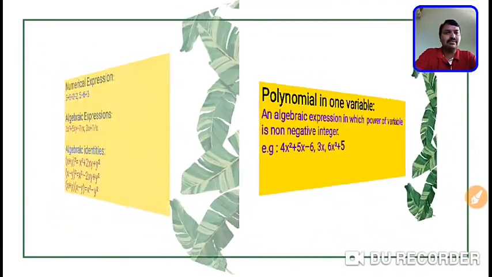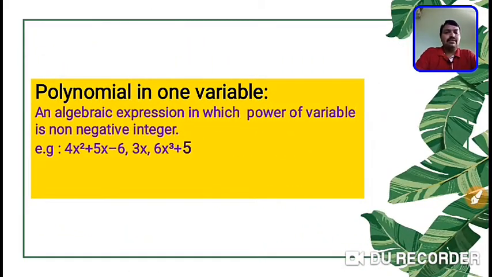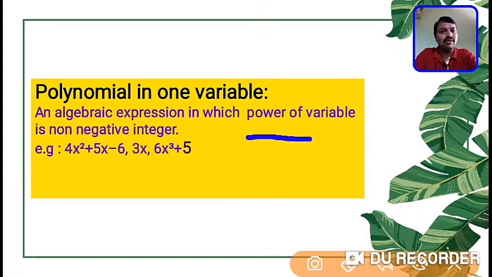Next is, let us go to our 9th standard now. Here we will discuss polynomial in one variable. So why I discussed numerical expressions and algebraic expressions? Here it will be clear, because polynomial is also an algebraic expression in which power of variable, understand this part properly, power of variable is non-negative integers.